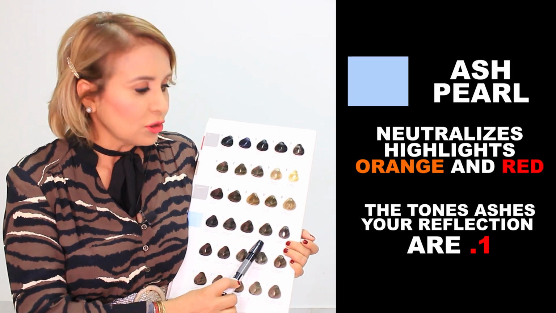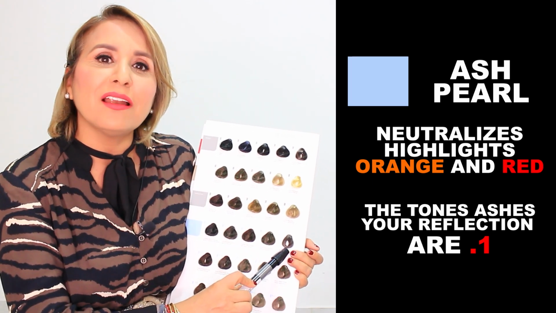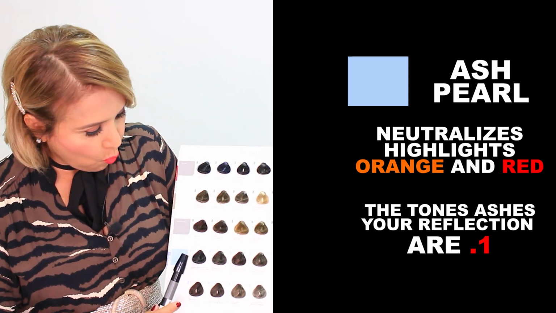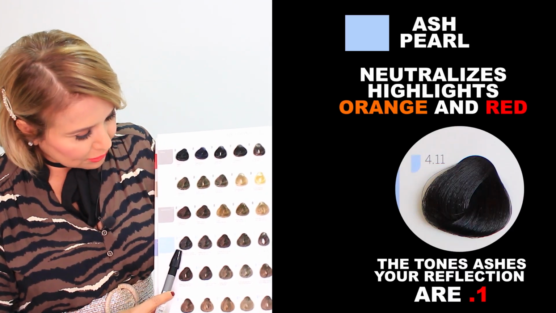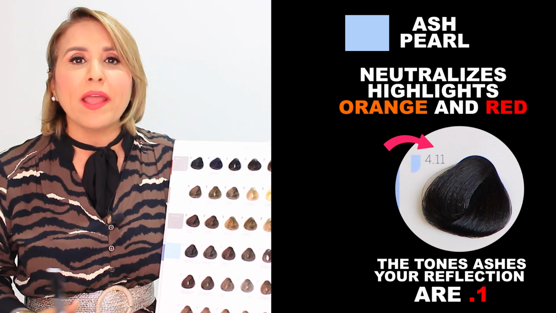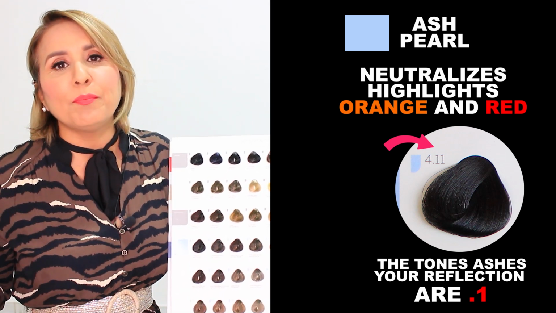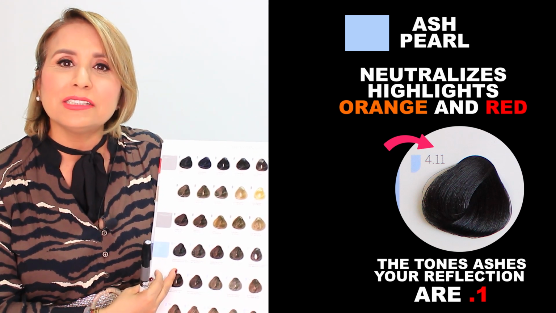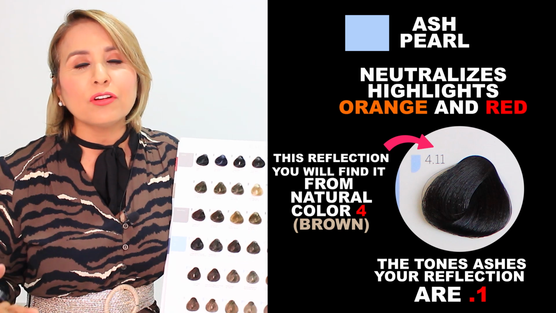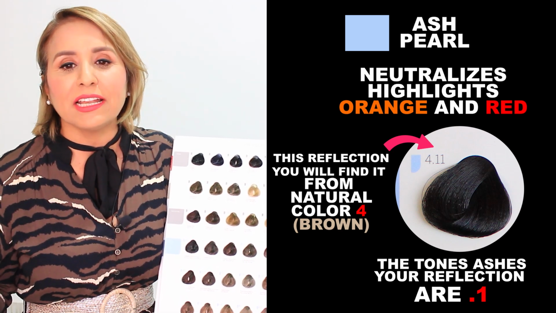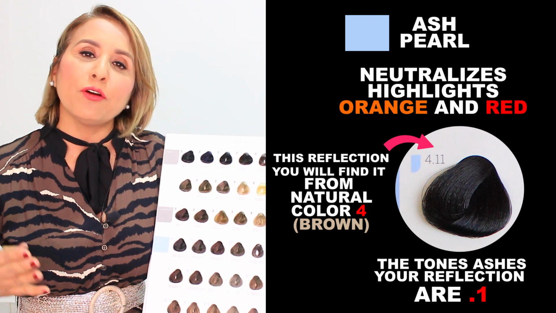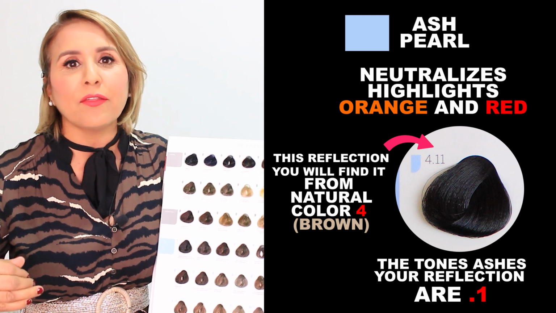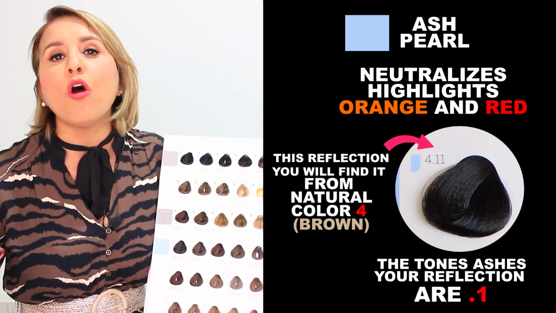These tones are the ones that will help you completely eliminate those copper reflections and tones, and you will find them starting from number 4. This is a 4.11, which is a specific hair color code. When you find double numbering of 0.1, it indicates a higher intensity of ashy brown. It means there is a higher concentration of ashy reflection, resulting in better neutralization of undesired tones. These undesired tones could be copper or red, which are common issues in hair coloring.